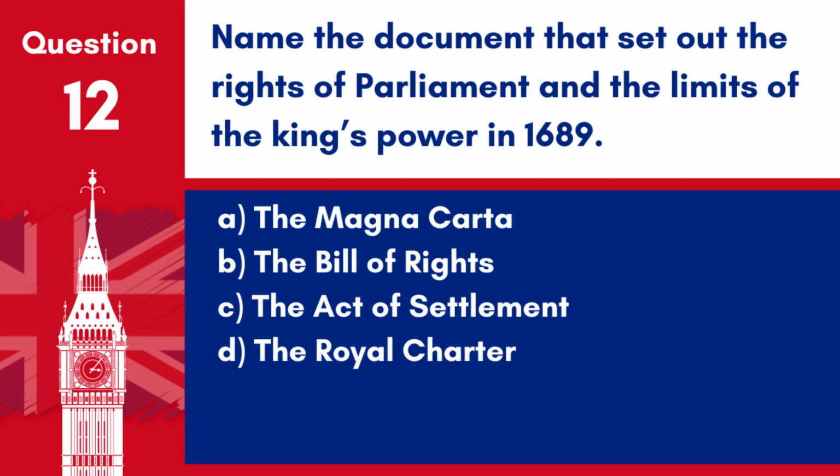Question 12. Name the document that set out the rights of Parliament and the limits of the King's power in 1689. A. The Magna Carta. B. The Bill of Rights. C. The Act of Settlement. D. The Royal Charter. Answer B. The Bill of Rights. The Bill of Rights in 1689 set out the rights of Parliament and the limits of the King's power, forming the basis of constitutional monarchy in the UK.